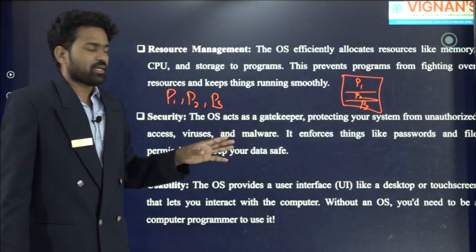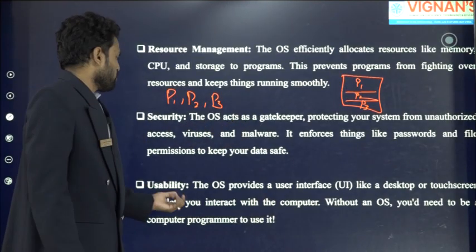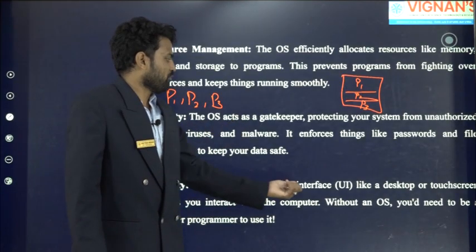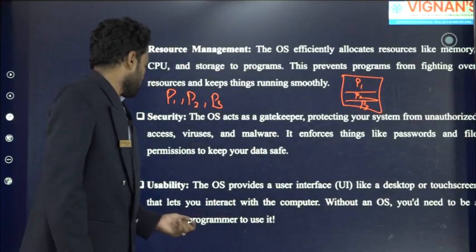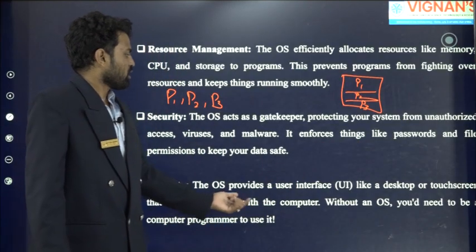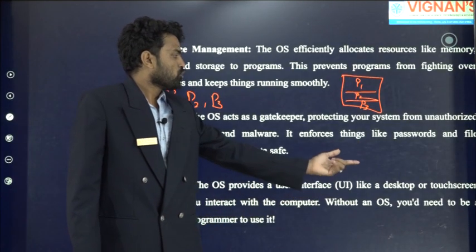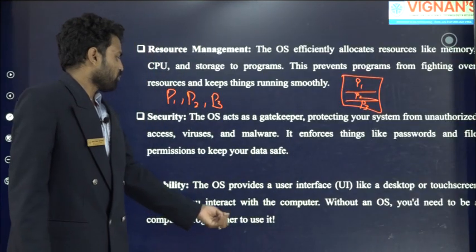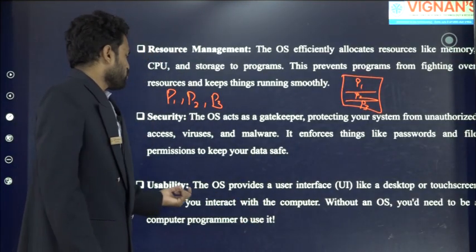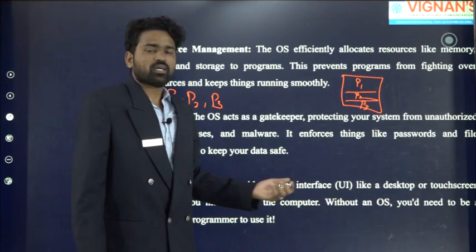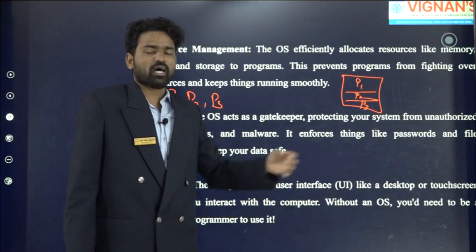So these are managed by security. Then usability. The OS provides a user interface like a desktop or touch screen that lets you interact with the computer. Without an OS, you would need to be a computer program to use it. So here usability means the OS is providing an interface like a desktop or touch screen.